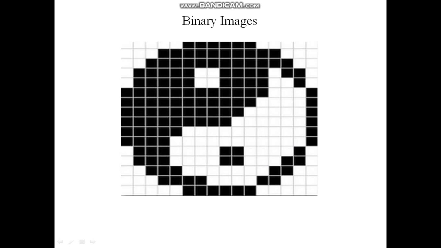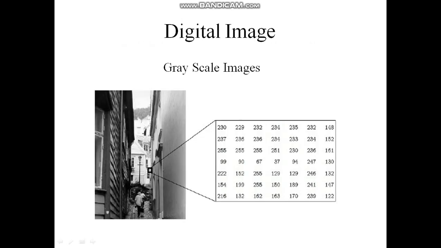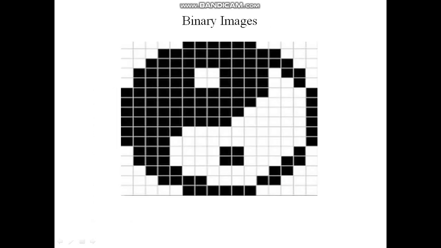Next, it is the binary image. Here we can see only white color and black color. The black color is replaced by bit 0 and the white color is replaced by bit 1. The small portion of this image is called a pixel, and the value at that part is called the pixel value. So the black pixel value is 0 and the white pixel value is 1.